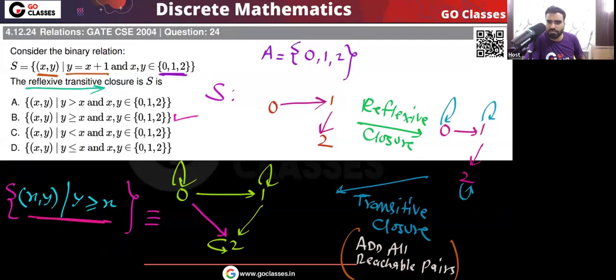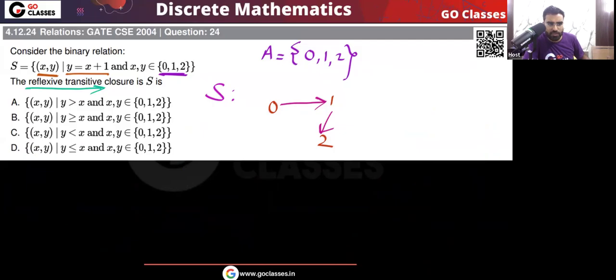I hope you understood. Remember, in the same question, you can first find the transitive closure, then the reflexive closure, and you will get the same answer, because reflexive closure and transitive closure are commutative. Let me write it here for the sake of understanding. You can find transitive first, that's perfectly fine. First find the transitive closure, and then the reflexive closure, because they are commutative.